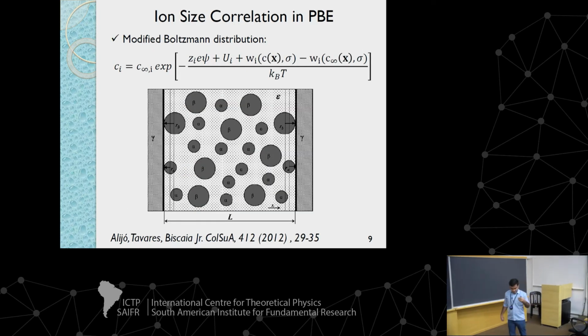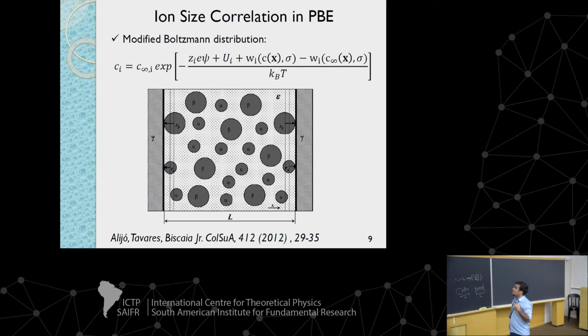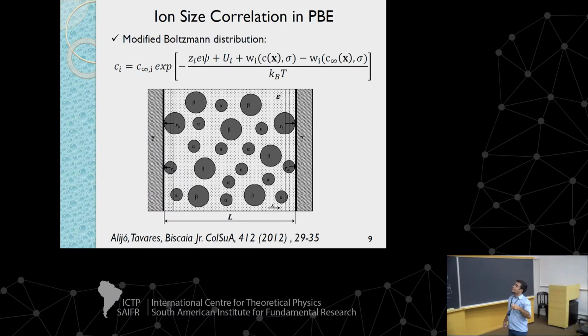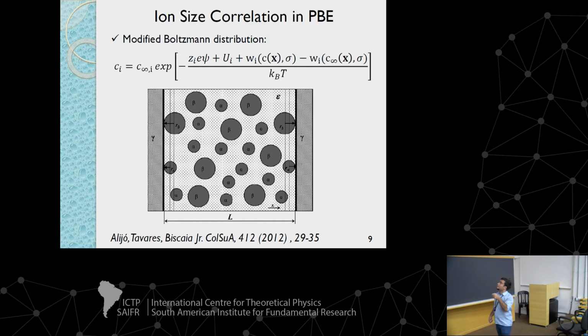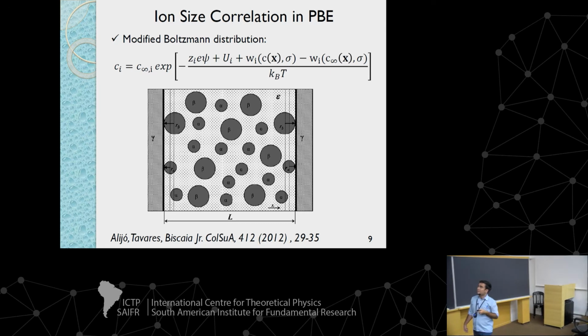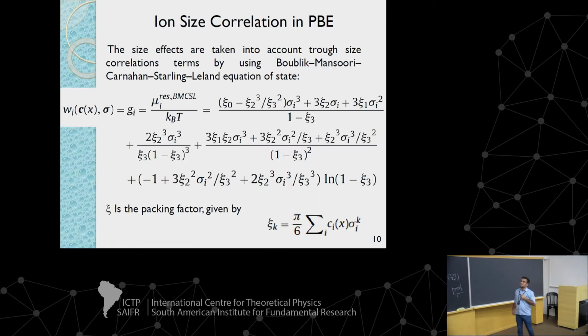If we want to take into account the ion size, we can use this approach. So we have here W, which is a function of concentration and surface charge, and this is the same quantity, but at bulk. So how can we calculate that? We can use an equation of state in order to account for ion size, for example, an equation of state for hard spheres.